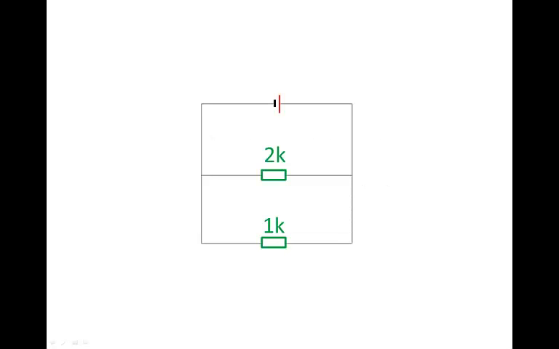Here I have a parallel circuit. There's a 9-volt cell and a 2K and a 1K resistor in parallel to the 9-volt cell. What do I mean by in parallel?